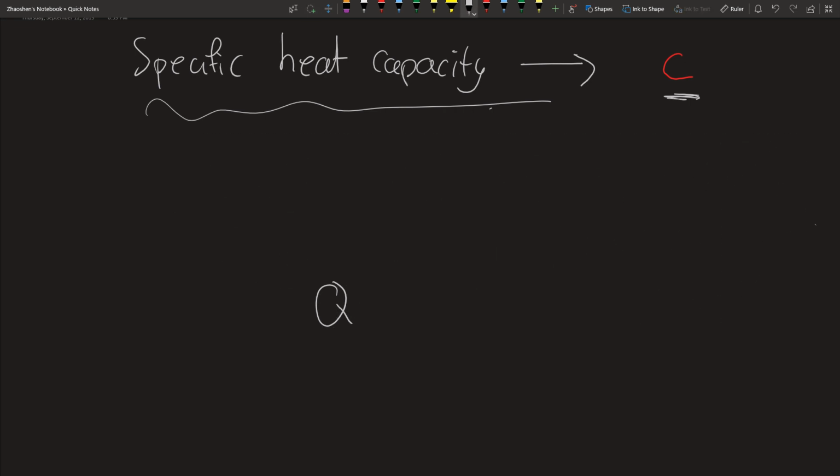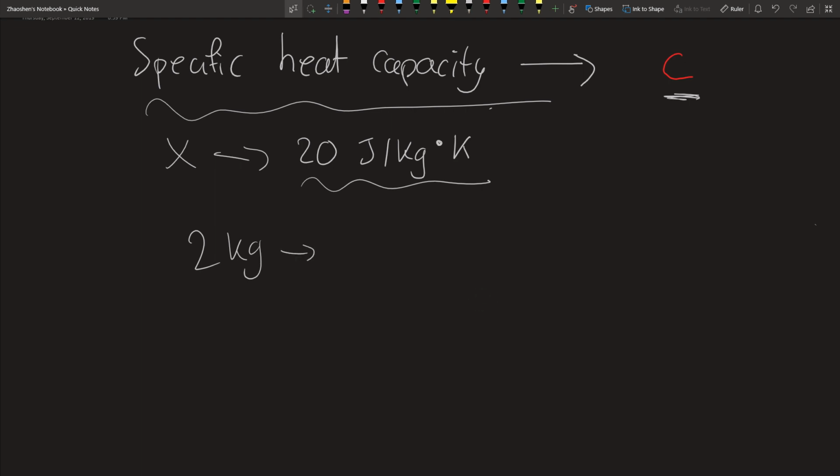Just one more easy analogy. If I have 1 joule per kilogram Kelvin, no, let's not make it 1. Let's make it like 20. If I have a substance, let's call it substance X, and its heat capacity is this. If I want to heat 2 kilograms, it will obviously be twice the heat, 40 joules for 1 Kelvin. So this is where we got the relation from.